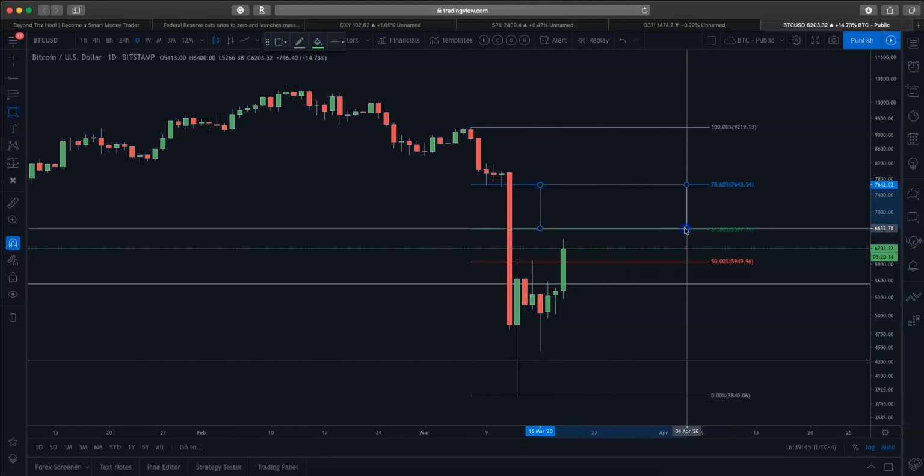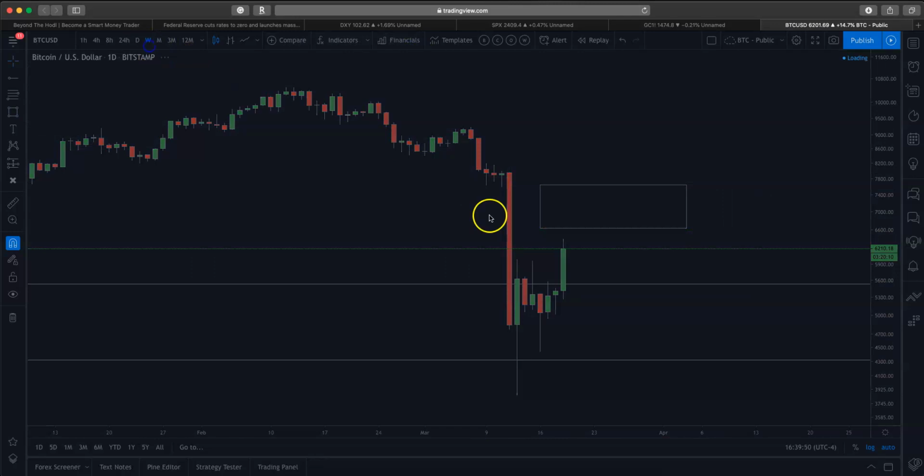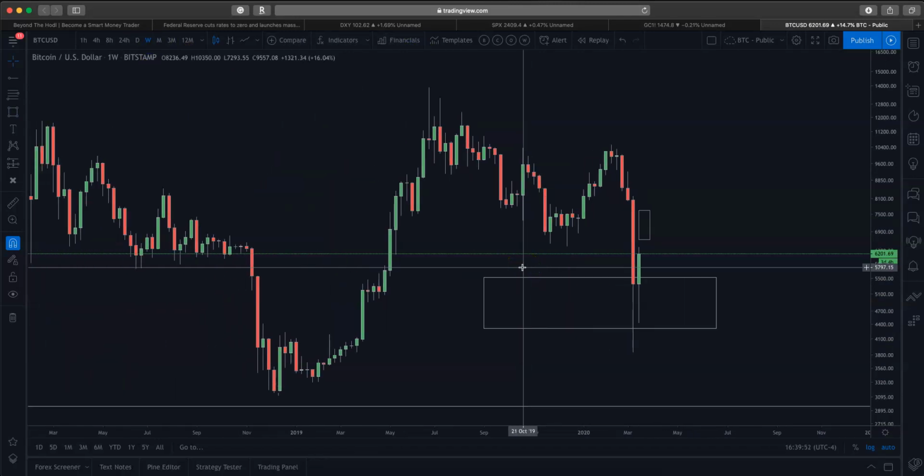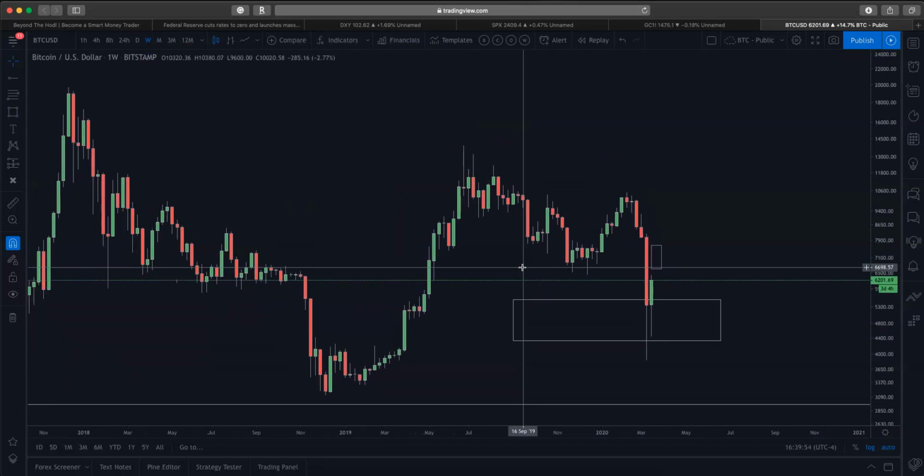So what we're going to do is keep an eye on the on-chain data, keep an eye on the charts, and also keep an eye on what's going on with the Fed, with the quantitative easing and all that stuff. That's what's going to be able to guide us as to where Bitcoin is going to go next.